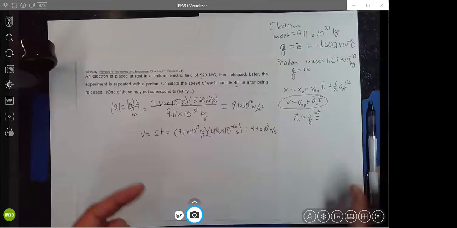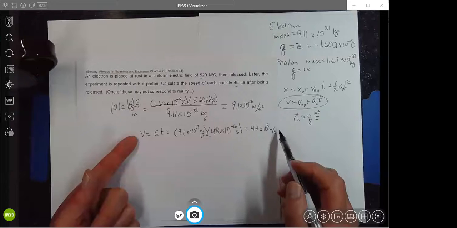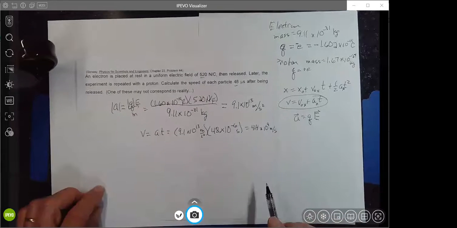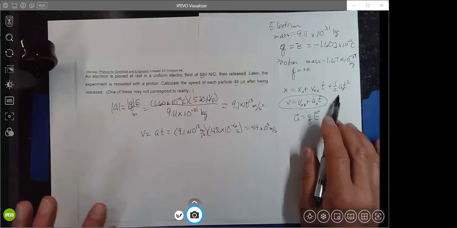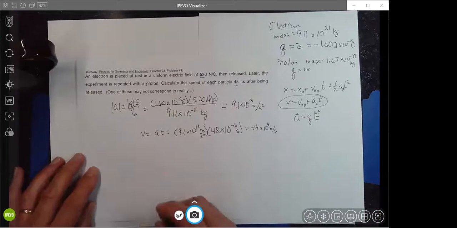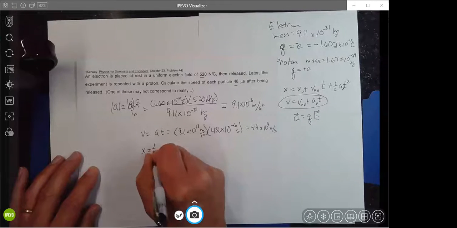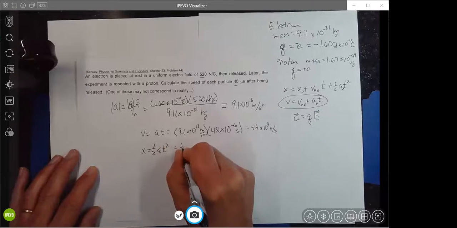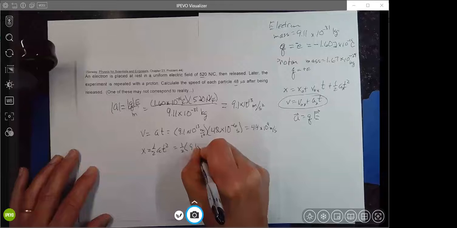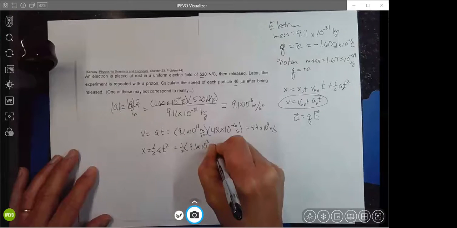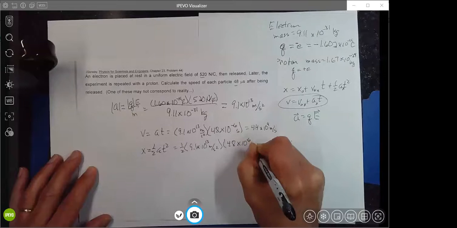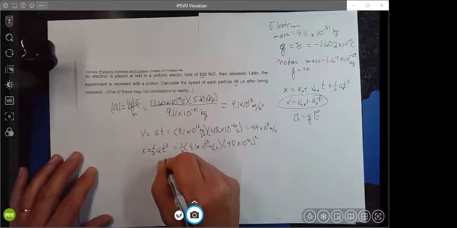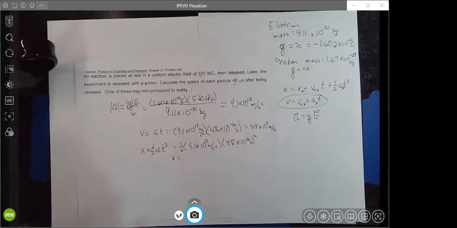We could try to figure out how could you possibly accelerate it for that long, because if it's going that fast, it's going to go quite a ways in 48 microseconds. And we could figure out just how far it would travel if it had that acceleration for that long. And the x would just equal 1/2 AT squared. So 1/2 times those 9.1 times 10 to the 13th meters per second squared times the 48 times 10 to the minus 6 seconds squared. This may not be a completely unreasonable distance, but we'll see.